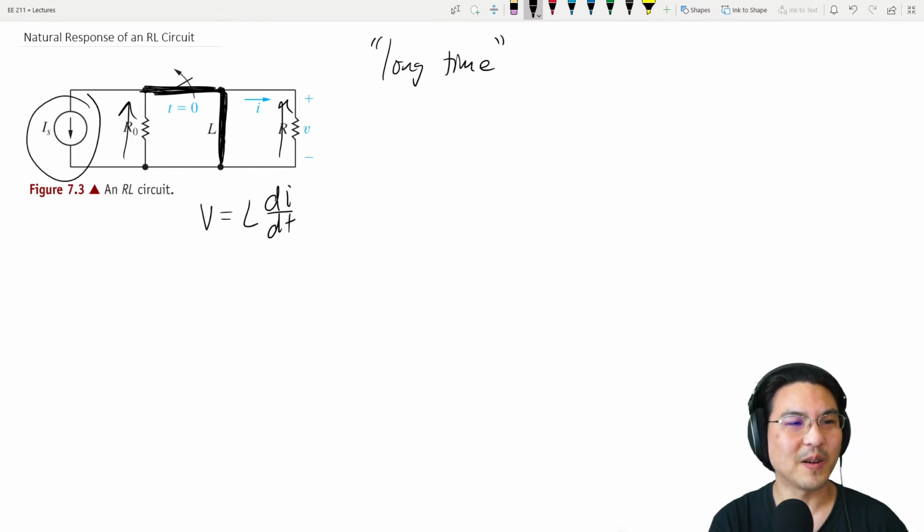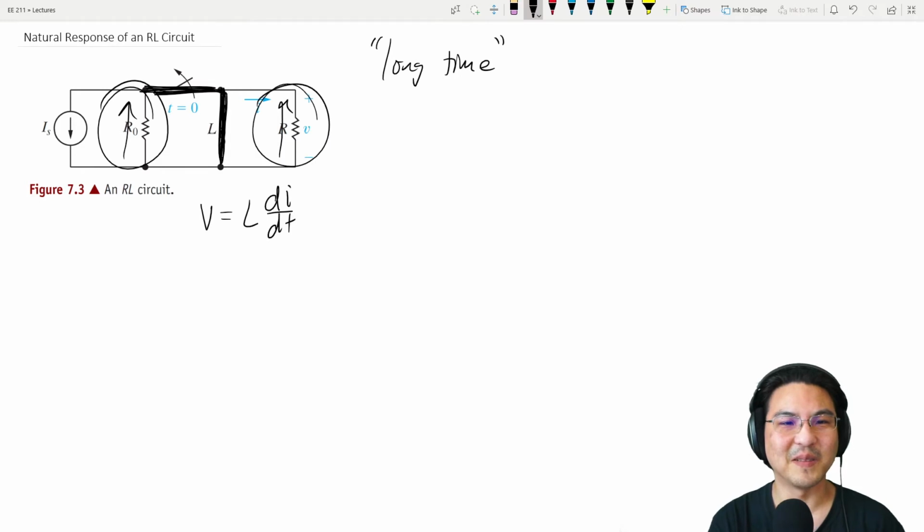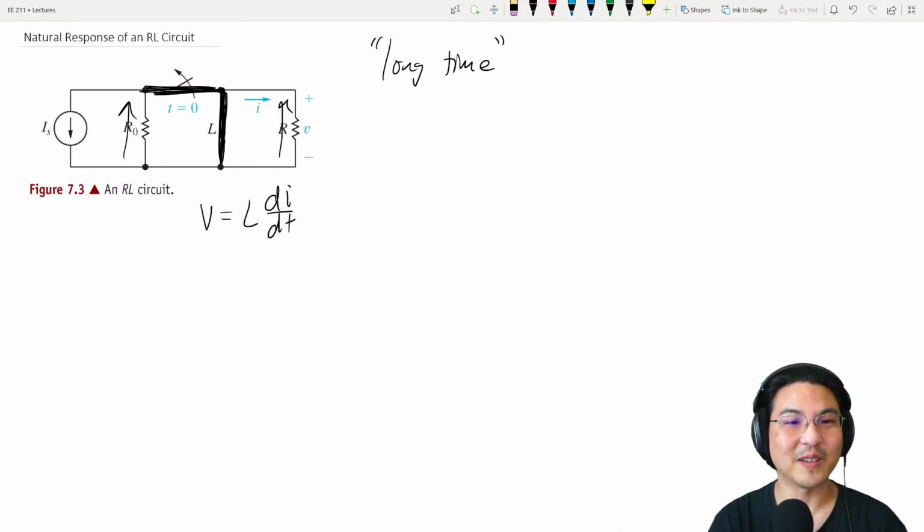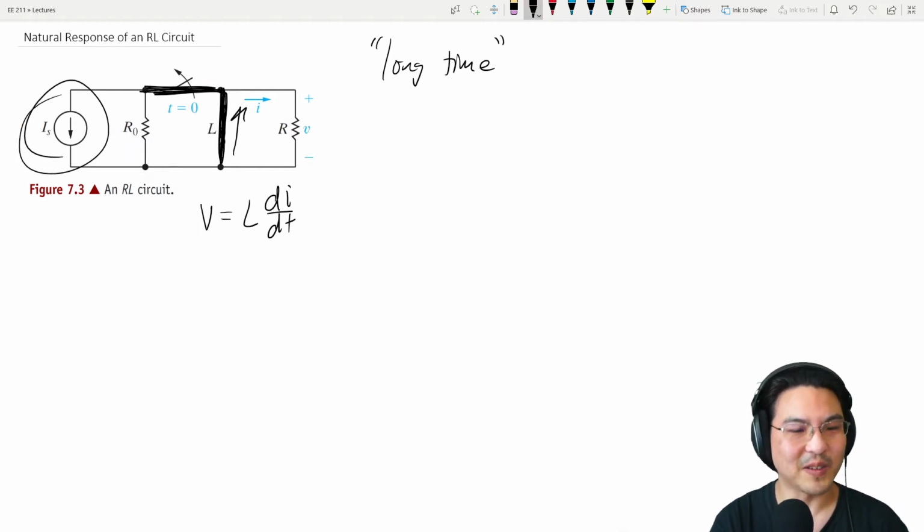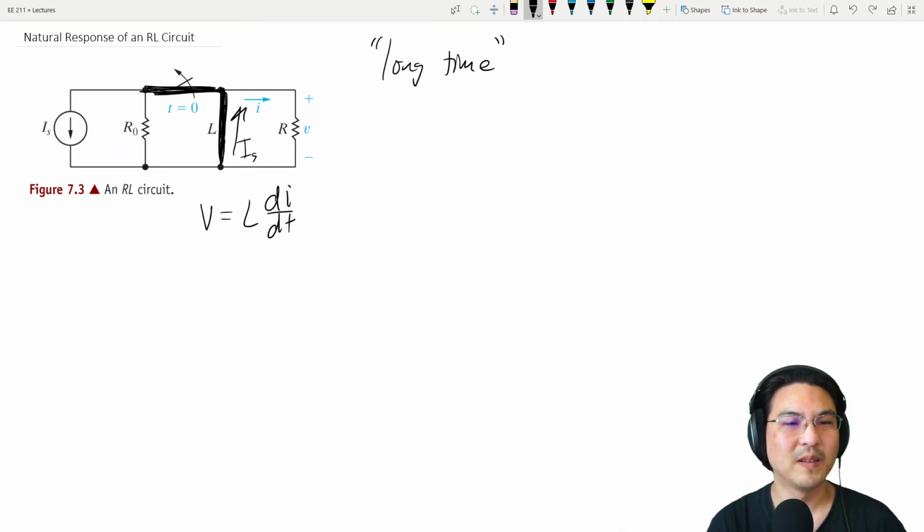That means the current here, feeding here and here and here, there's no way this resistor will get any of the current. Neither will this one. Neither of those resistors get any current. The inductor hogs all of it. So the inductor takes all of the current when the switch is closed. So all of this. These get nothing.